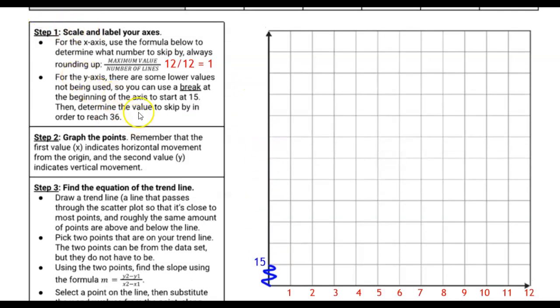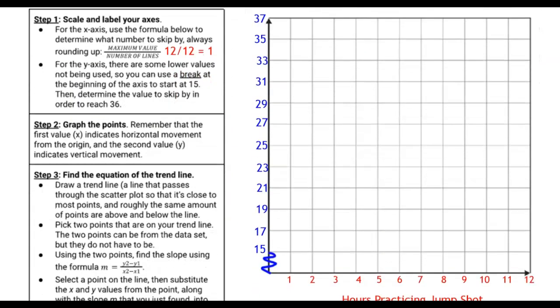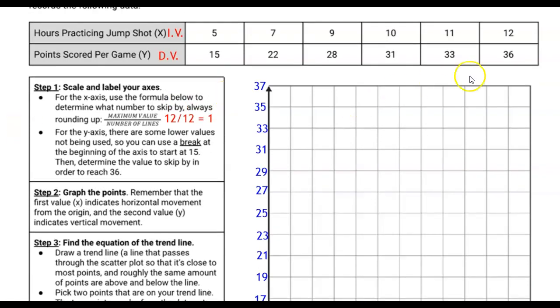And then we have to figure out a value to skip by in order to reach 36. Well, I need to get from 15 to 36. That means I need to increase by 21. I don't think there's 21 lines here, right? There's 12 lines. So there's not 21 lines, so I can't skip by ones. But if I skip by twos, I should probably get there pretty easily. Let's see if I do. And yes, it does look like we're getting up to at least 36 here, right? The highest y value is 36. We got up to 37.